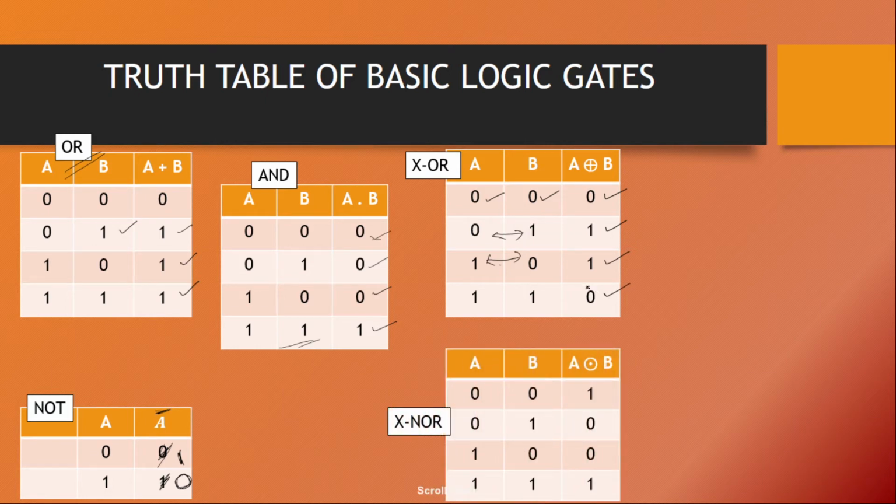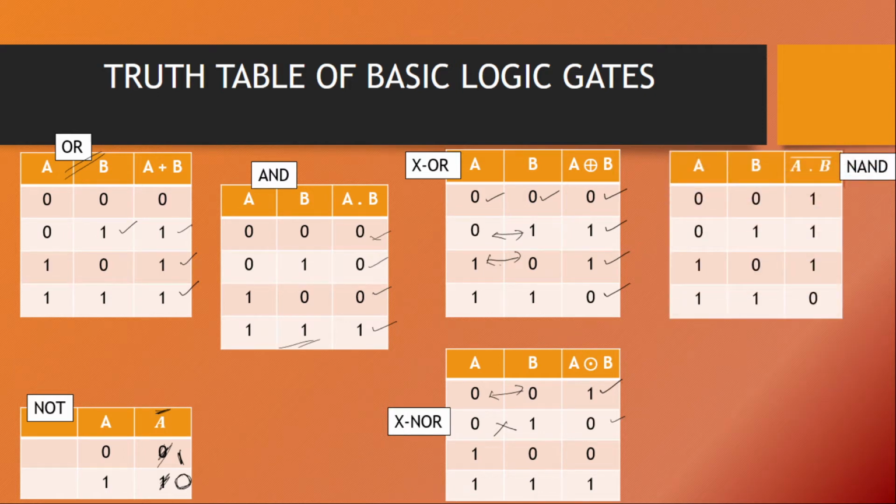Then we have an XNOR operation, which is exactly the opposite or complement of XOR, like we have seen in the previous slide. It is written with this kind of notation, a dot followed by a circle. As you can see, when both the inputs are the same, the output is 1. When both the inputs are different, the output is 0. It's just the opposite of XOR.